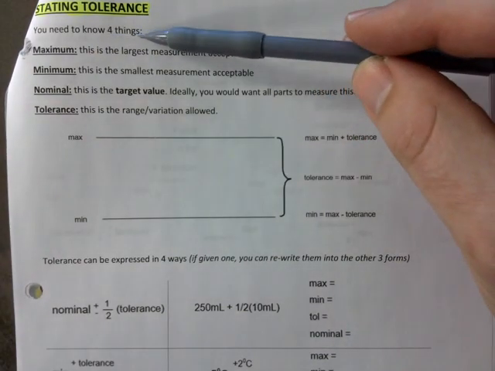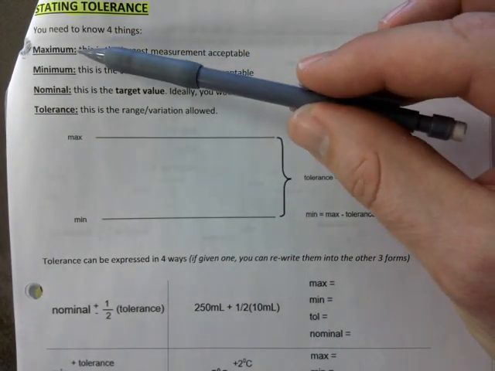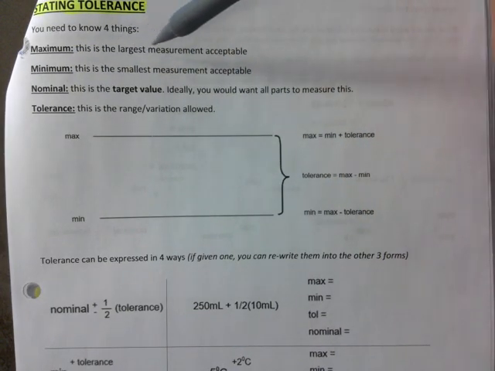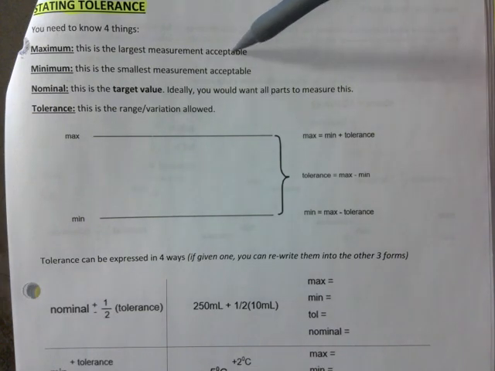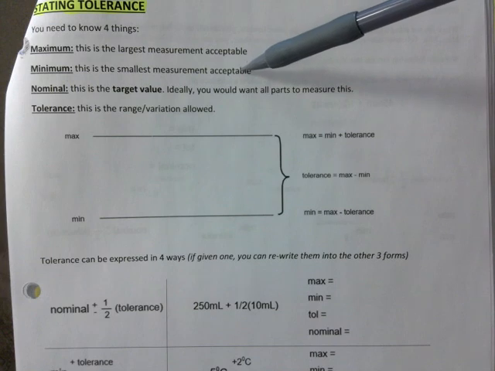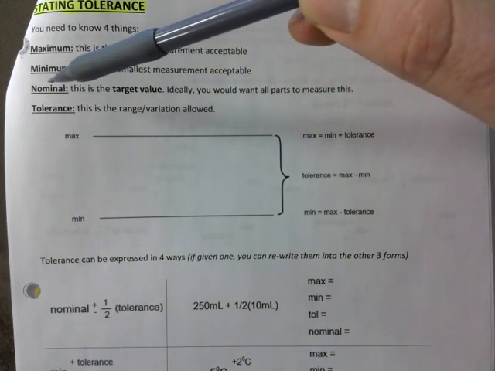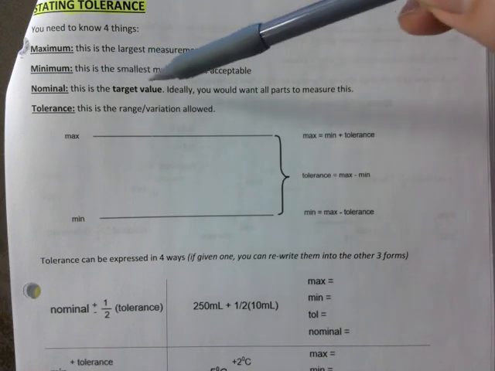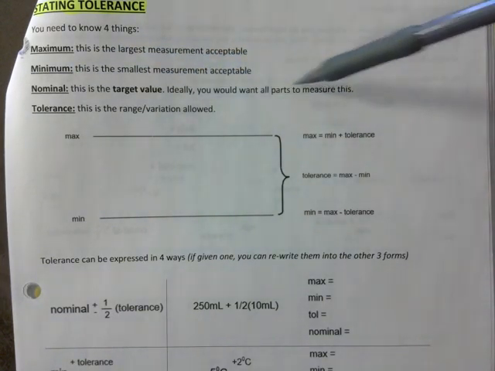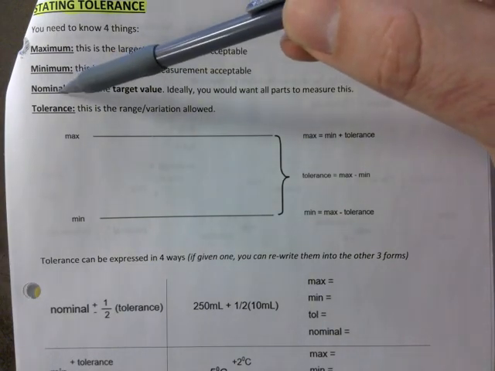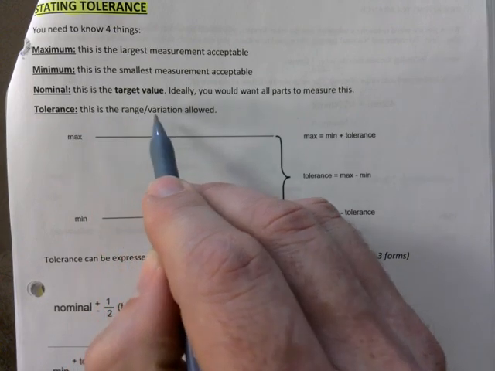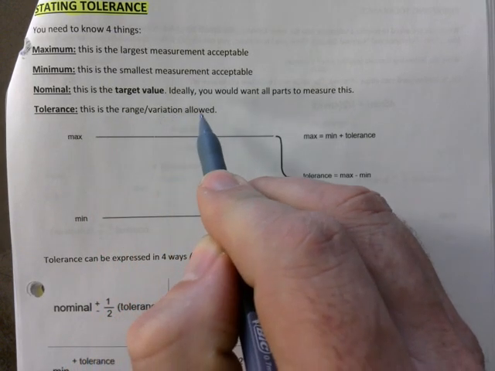And so you need to know four things. There's what we call the maximum, the largest measurement acceptable. Minimum is the smallest measurement that is acceptable. What's the nominal? It's what we call the target. That's what we're aiming for. Ideally, you would want all parts to measure this. And then tolerance is the range or variation that is allowed.